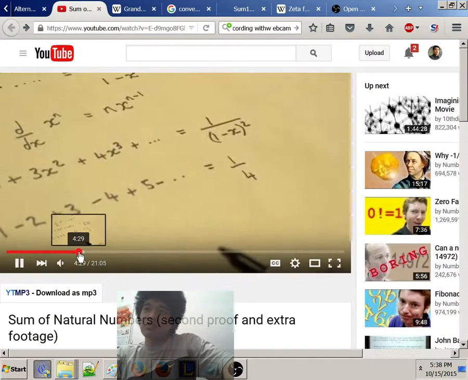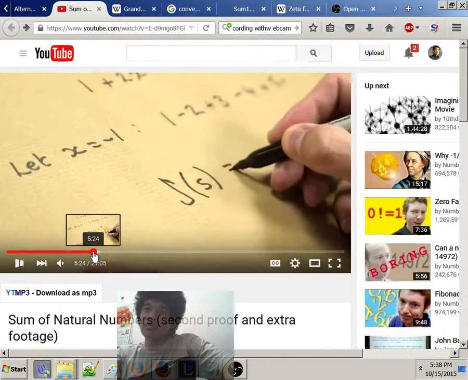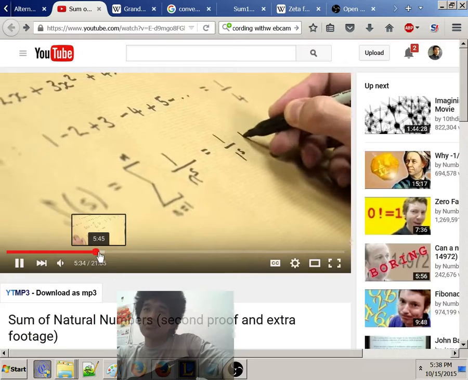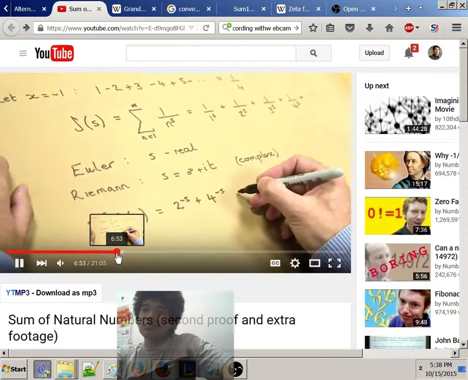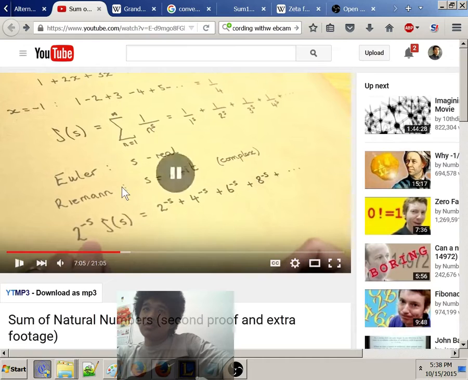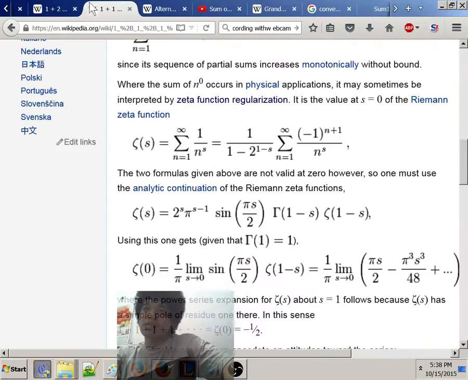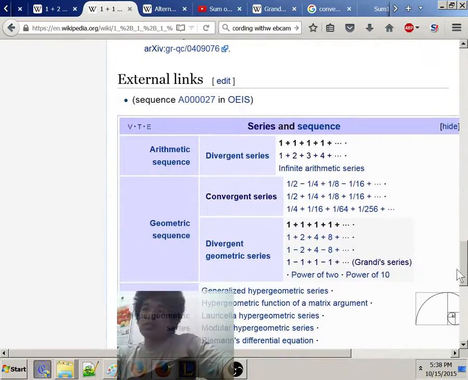Next is the definition of what 1 over 1 to the s is, well, that's just 1 plus 1 of s. So he's saying 1 minus 2 plus 3 minus 4 plus 5 minus etc. is equal to 1/4. This, my friends, is wrong. Why is it wrong? Well, let me show you.